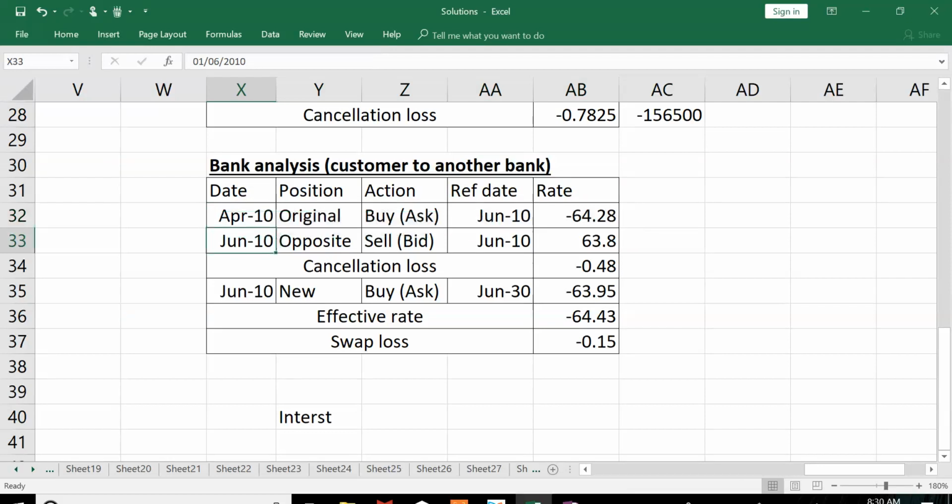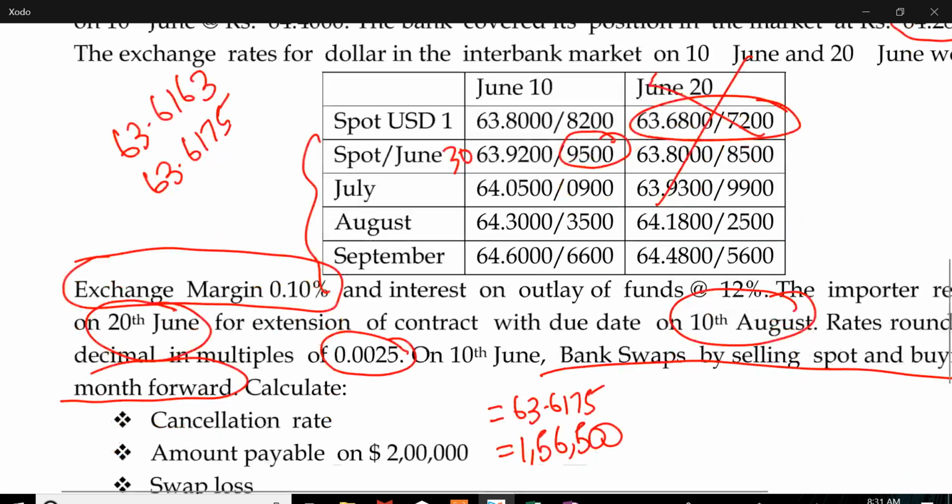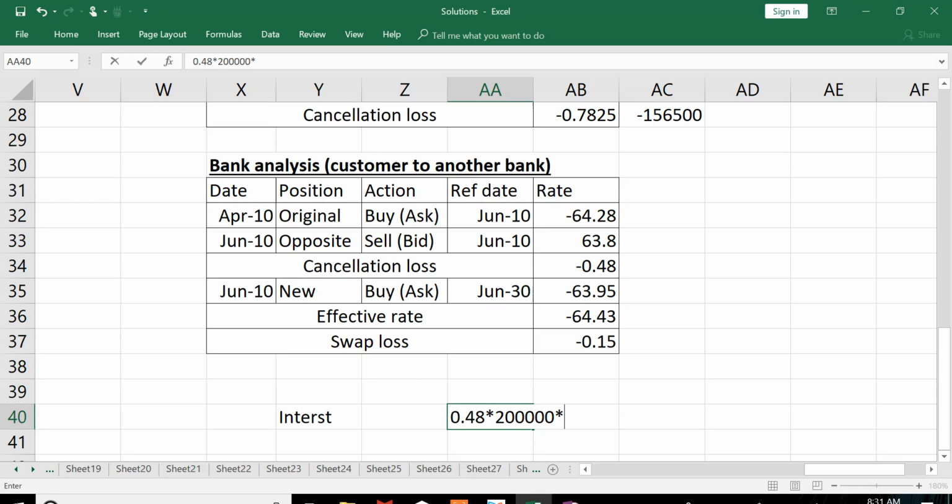So what will happen is, I have to pay 0.48 into 2 lakh. Bank A has to pay that to Bank B. Bank A will not keep quiet. Into, when does the customer come? June 20. He's disappeared for 10 days. For 10 days I'll charge interest. For 10 days, he'll charge interest at what rate? This is the interest he has to pay.